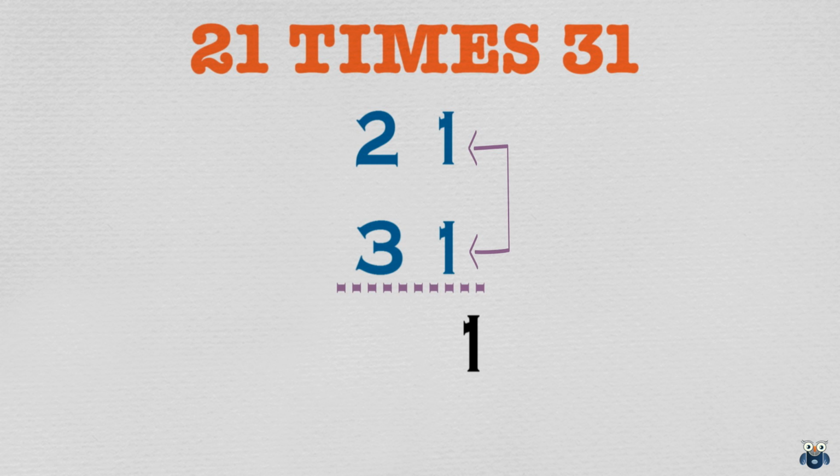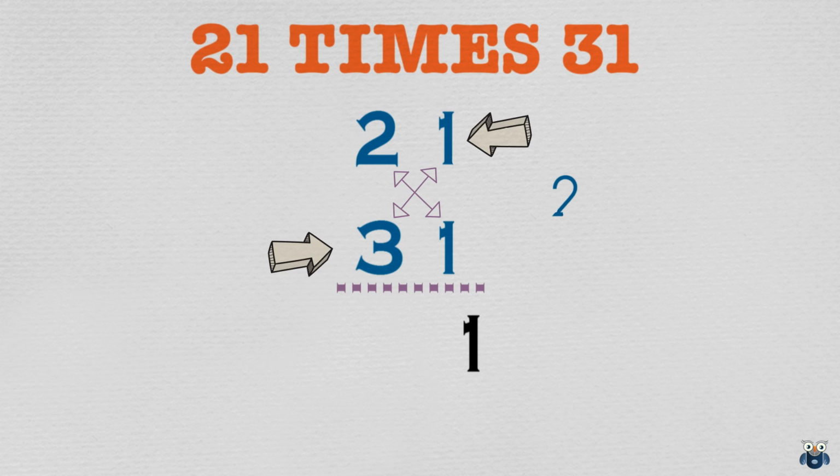Okay, now pay attention to this step, please. We then do a cross multiplication of numbers. So, we multiply 2 with 1 and 1 with 3. 2 times 1 is 2 and 1 times 3 is 3. We then add these results. So, 2 plus 3 is 5 and we write that down.